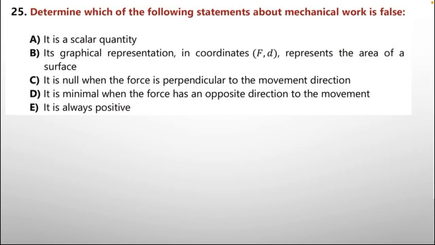Question number 25. Determine which of the following statements about mechanical work is false. A. It is a scalar quantity. B. Its graphical representation in coordinates F-x represents the area of a surface. C. It is null when the force is perpendicular to the movement direction. D. It is minimal when the force has an opposite direction to the movement. E. It is always positive.